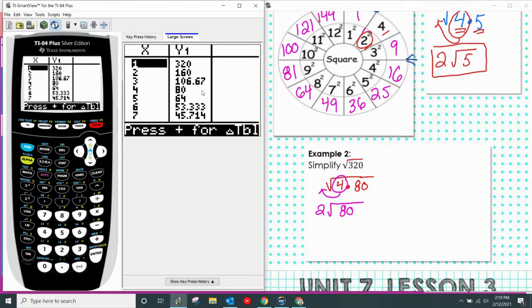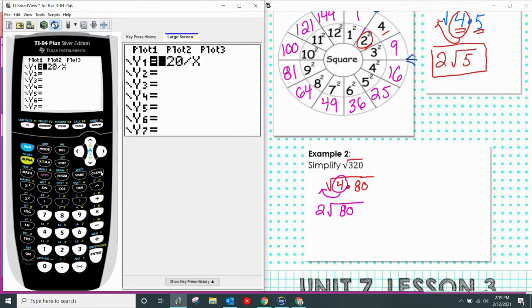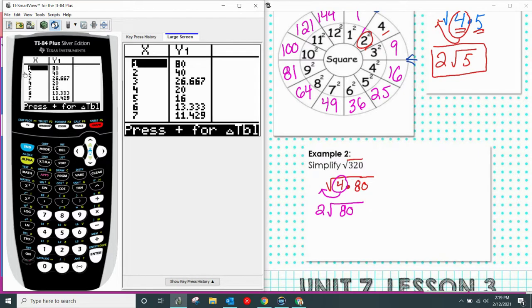But then I look and I go, well, okay, I'd have to come back over here now and say, well, maybe I could do it again with 80. Maybe I could find factors of 80 and I could take the square root with one of them. So you have to check. Well, 1 times 80, 2 times 40. Oh, I'm seeing 4 again. So I could do 4 times 20.